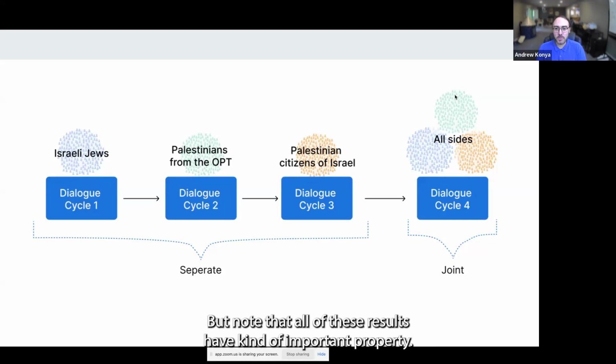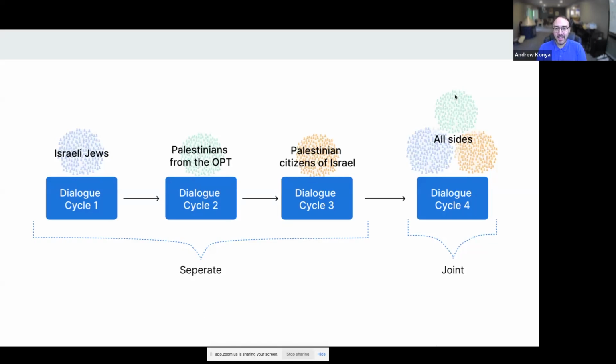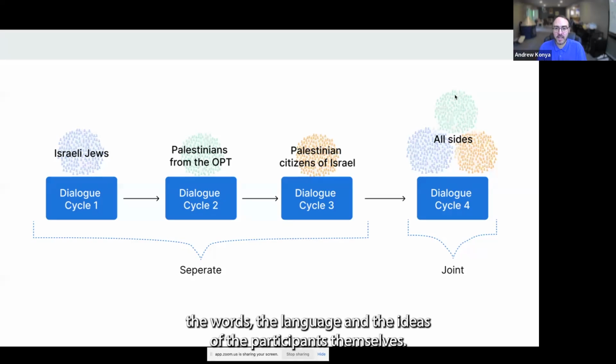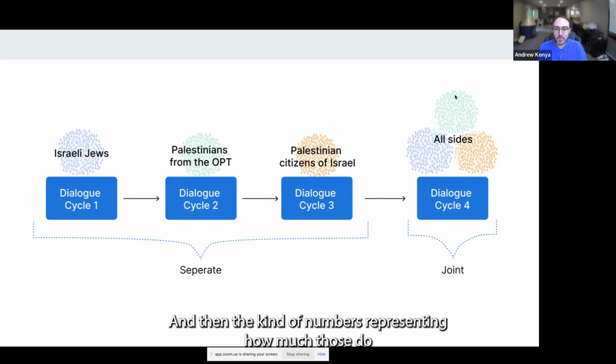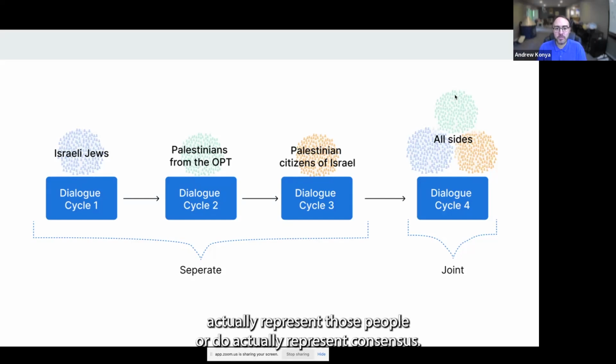Note that all of these results have an important property. They did not come from ALLMEP, as awesome as all the ALLMEP folks are. The key to these processes is that they have to reflect the words, the language and the ideas of the participants themselves. So what you'll see are the statements that encapsulate that, and the numbers representing how much they actually represent those people, or actually represent consensus.